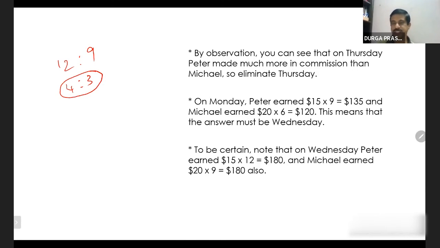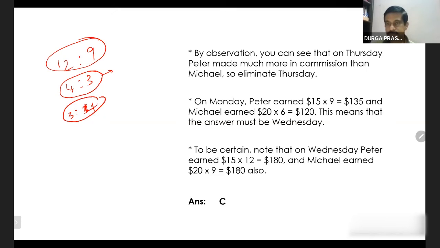So earnings are in the ratio 3:4. So sale of computer should be opposite for them to be equal. So this is 4:3. So therefore you are getting 12:9. I mean 12 computers by Peter and 9 computers by Mikhail, and their earnings are 180. So option is C. So please note it fast.